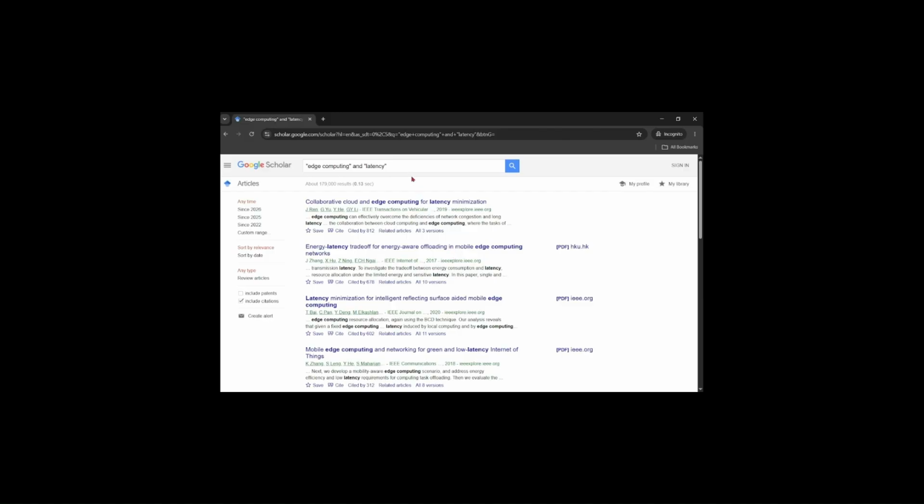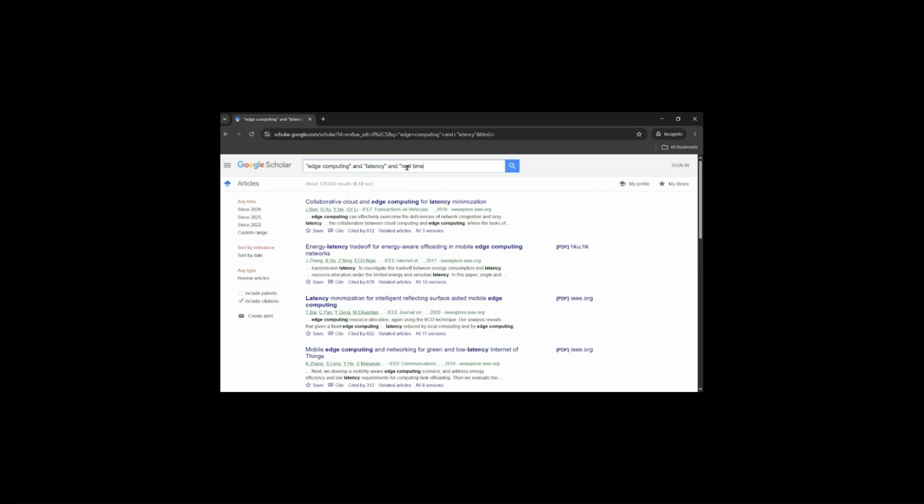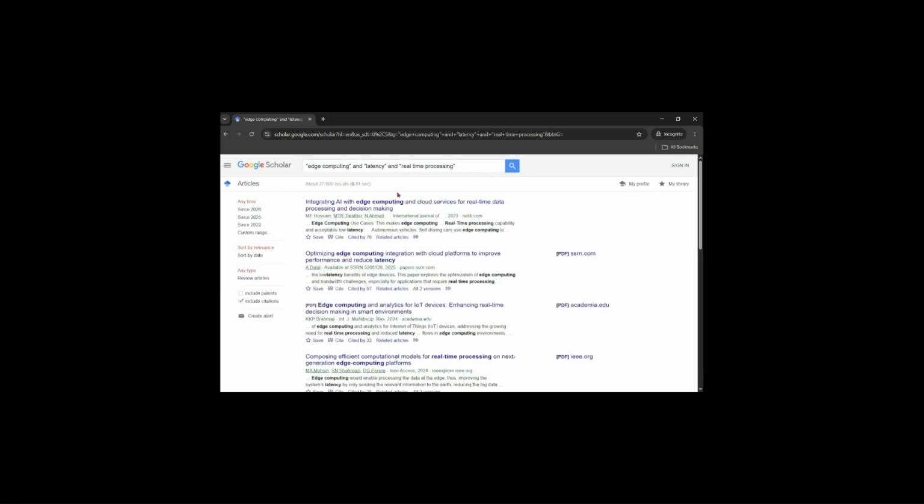We can make the search even more specific by adding another keyword. This time, we add real-time processing. Our search becomes edge computing AND latency AND real-time processing. We now have two AND operators connecting three concepts. The search is focused on studies that discuss edge computing together with latency and real-time processing.